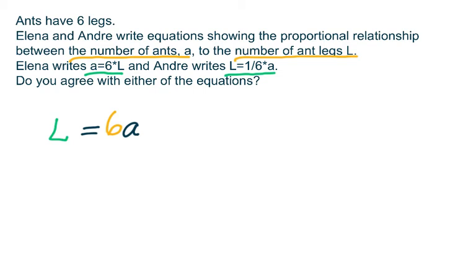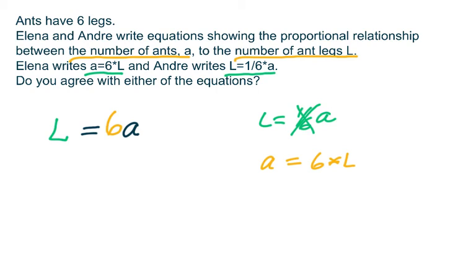This also lets me say that the equations that Elena and Andre wrote are not correct. I know that Andre's is wrong because he wrote L equals 1/6 times A, and we just checked and we know that actually we shouldn't be multiplying by 1/6, we should be multiplying by 6 for the number of ant legs.